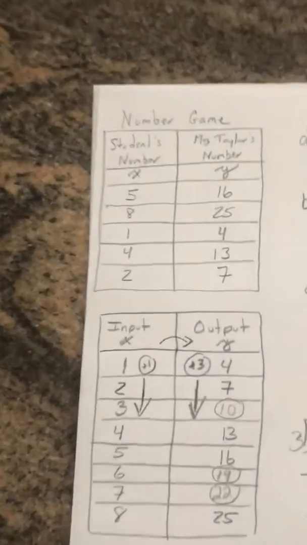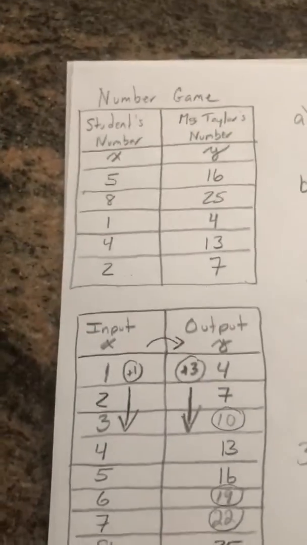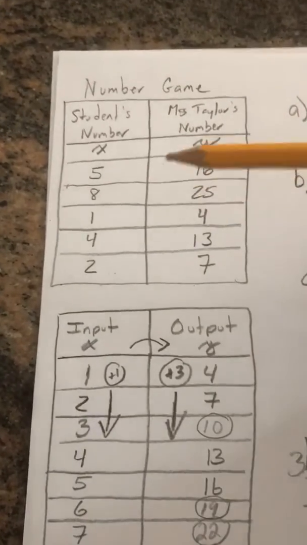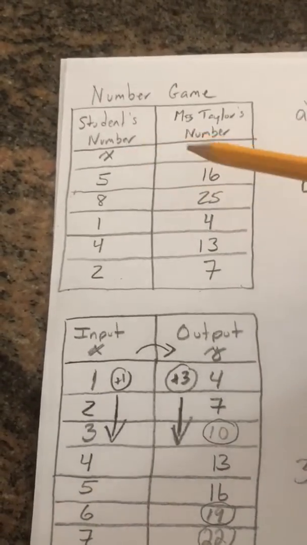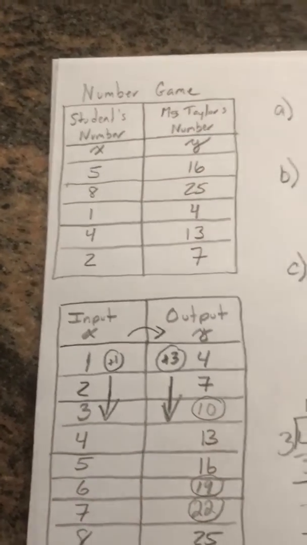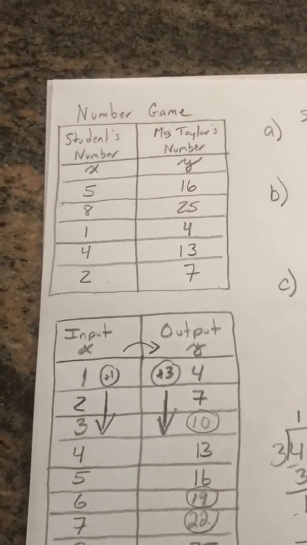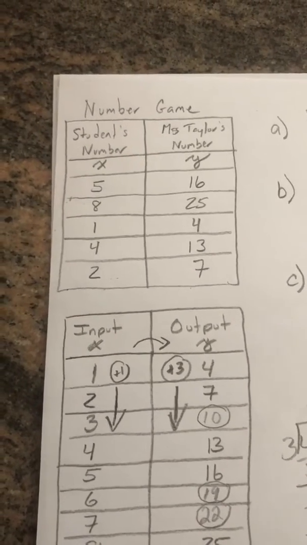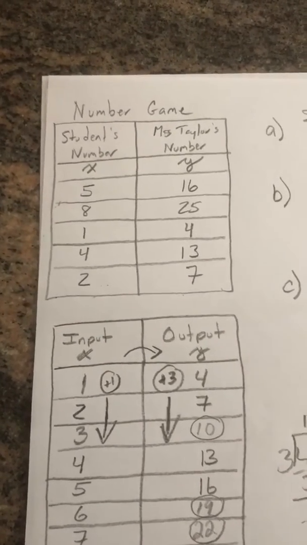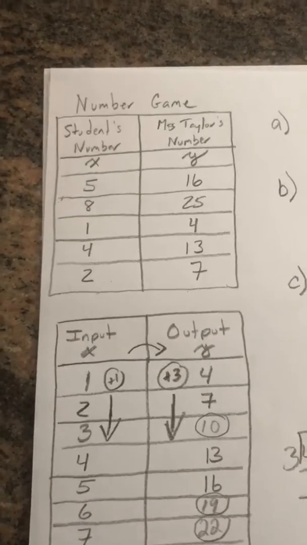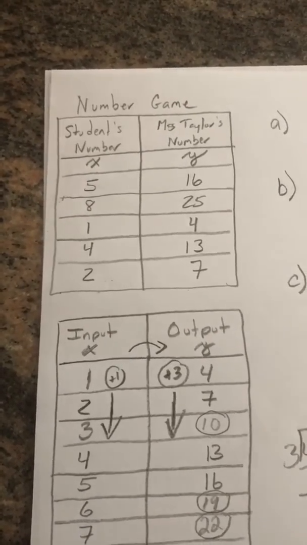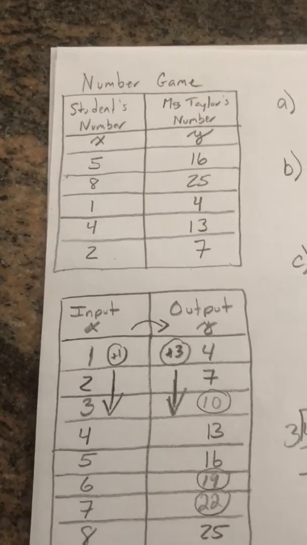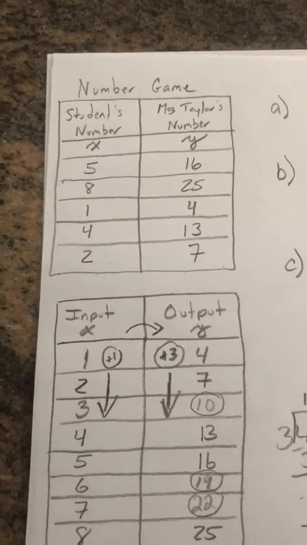So the first thing I did was I took the original table. If we look up here at the top, this is the original table, and what I did was put that X and that Y underneath, because with an input-output table, our X is usually the variable for our input, and our Y is our variable for an output. Those of you that don't know what a variable is, it's basically just a letter that stands for a number. So in this case, X is always going to be our student's number, Y is always going to be Miss Taylor's number.